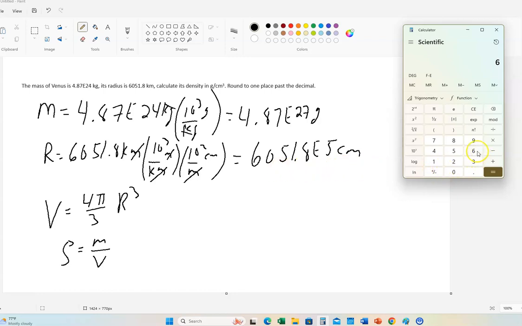6051.8. All right, 6051.8 times 10 to the fifth, exp to the fifth. Now I have to raise that to the third power. Equals, you don't have to hit equals right there, but anyhow, times 4 times pi divided by 3 equals. All right, so that's the volume.